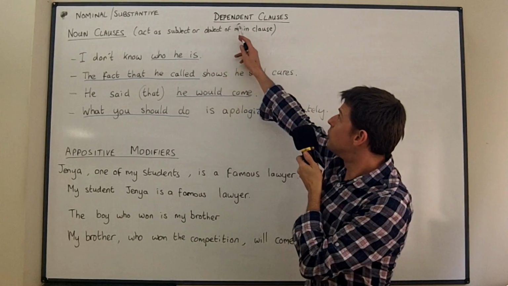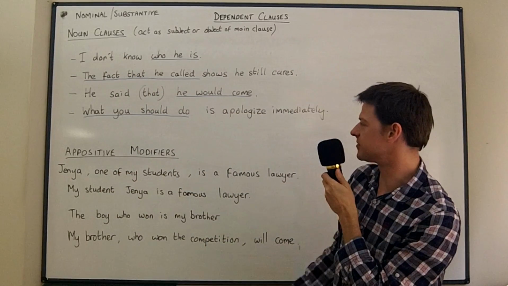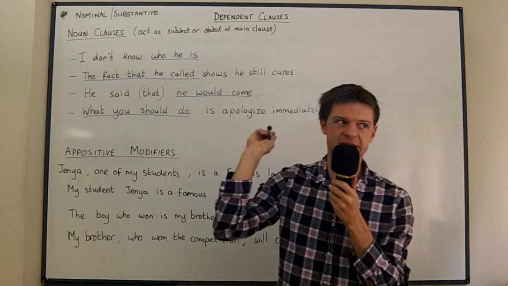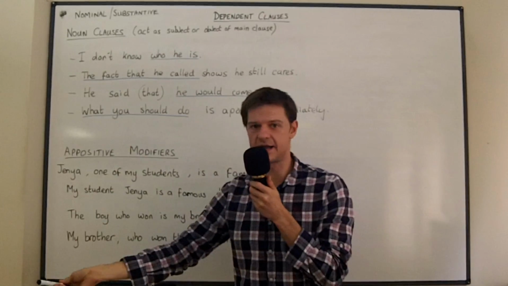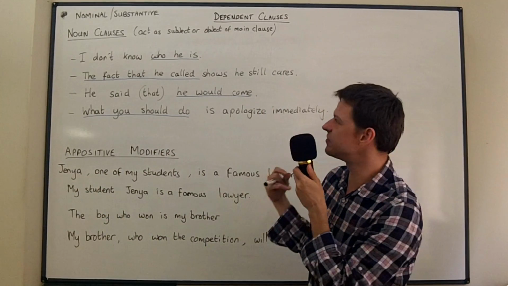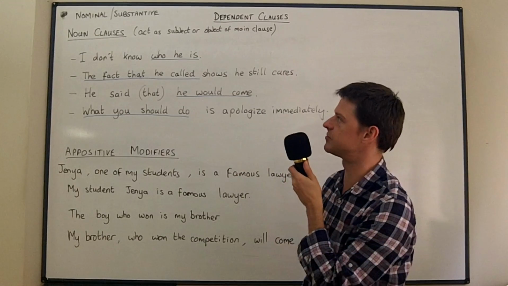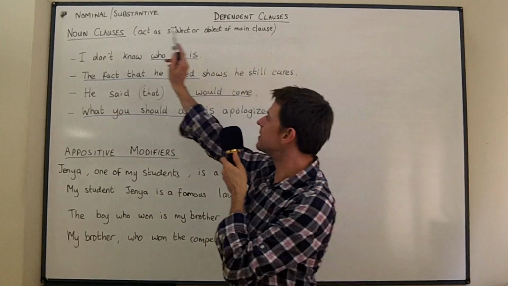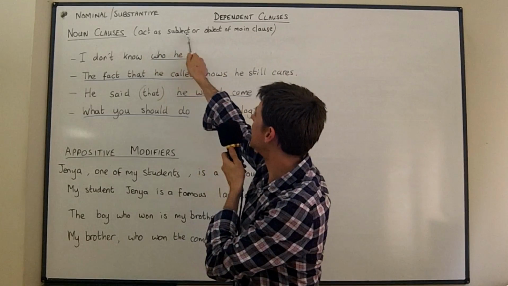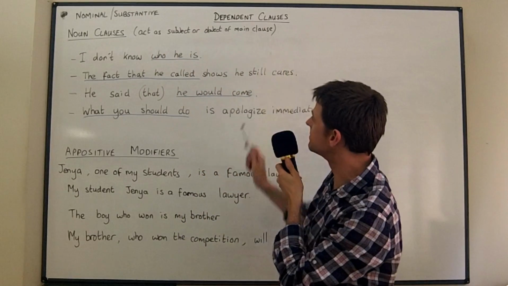Today we're looking at more dependent clauses. I want to start with noun clauses and then move on to appositive modifiers. You remember last lesson we looked at adverb clauses, which modify a whole clause, and adjective clauses, which modify a noun, very often which they touch, usually which they touch, but there is an exception. And now we're going to look at noun clauses, where the clause acts as a noun. Noun clauses act as subject or object of the main clause.